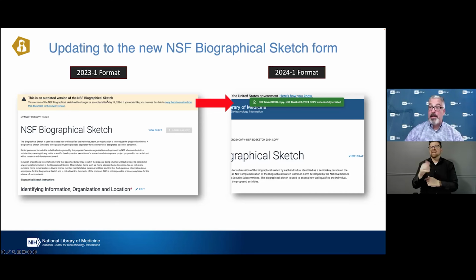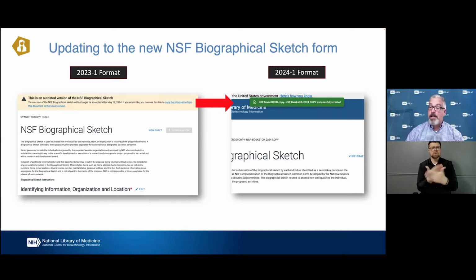We're going to update that on the website. We really appreciate the feedback we got that was calling our attention to that. So that will be addressed. But just to reiterate, the 2023-1 is the current format that research.gov will accept up until May the 17th. Within this banner, you'll see a link. Click here to copy this into the new format.